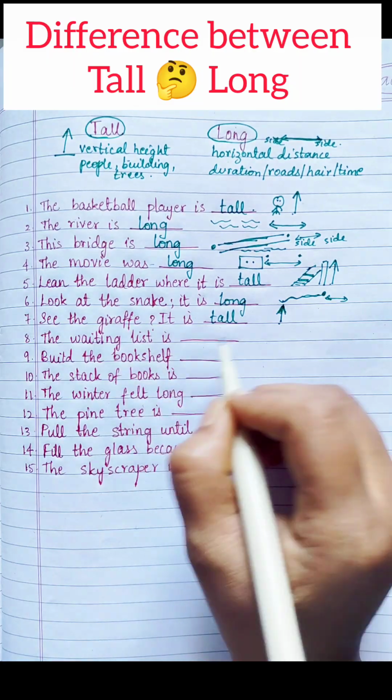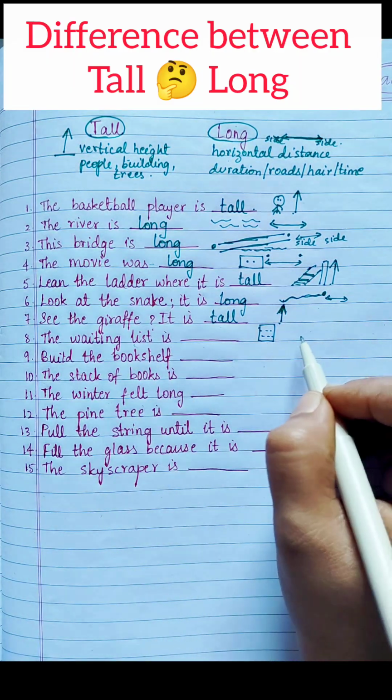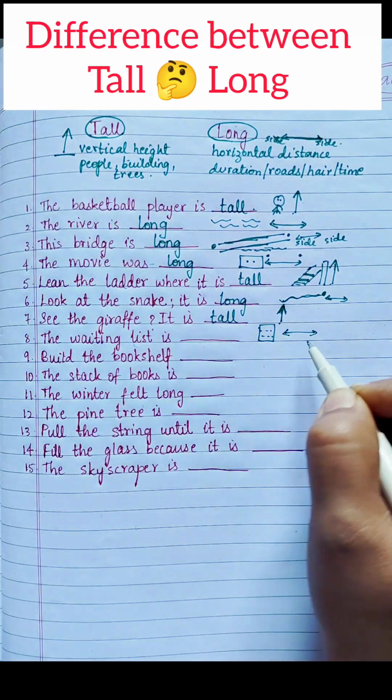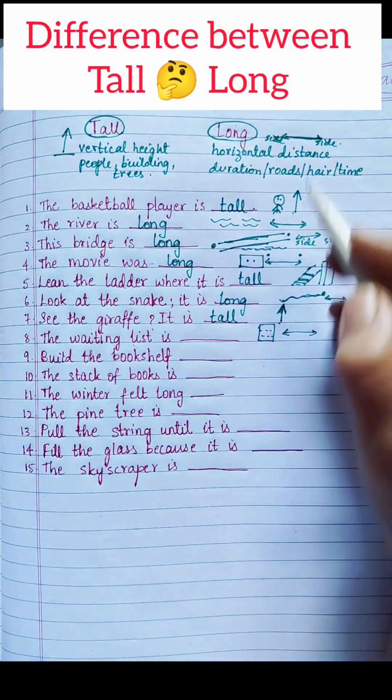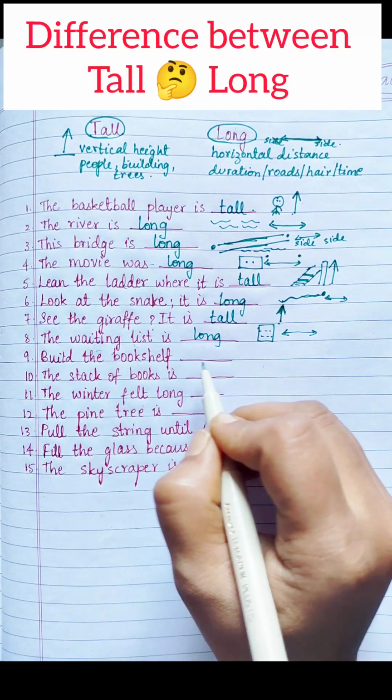Next, the waiting list is blank. Here is a waiting list and it is measured horizontally. It is all about duration. Whenever we are dealing with duration or time, we go with long. The waiting list is long.